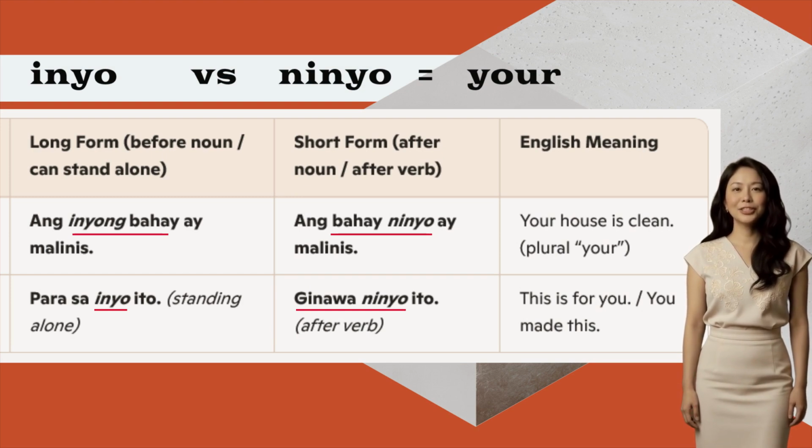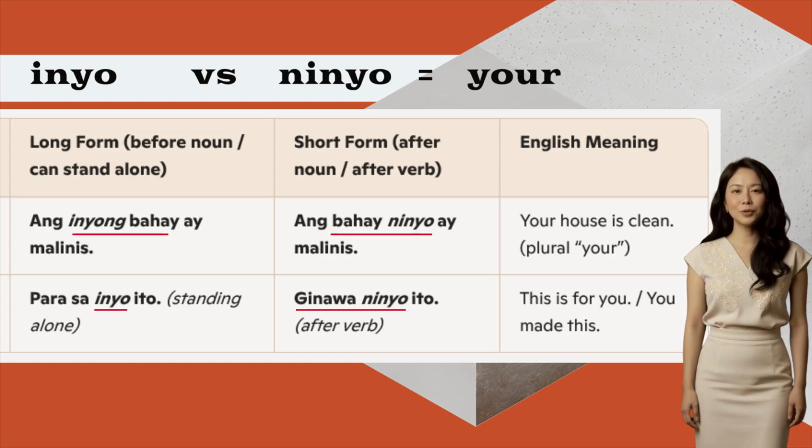So now let's look at how to say your when you're talking to more than one person. So this is the plural form. We use the long form inyo and the short form ninyo. So inyo versus ninyo. So just like the other pronoun pairs, the difference is in placement, not meaning.